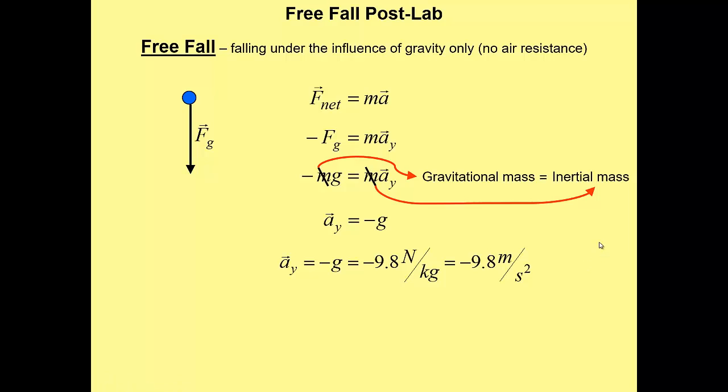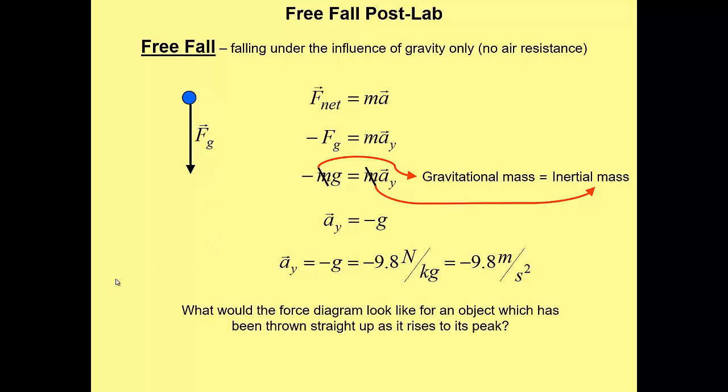Now, a couple of things. In this lab, we only did falling straight down. We're going to go back and revisit that video and do the way up and the top and everything else. But just briefly here, what would the force diagram look like for a ball on its way up, after it leaves your hand? After it leaves your hand, otherwise it wouldn't be free fall, right? But after it leaves your hand, what would the force diagram look like?